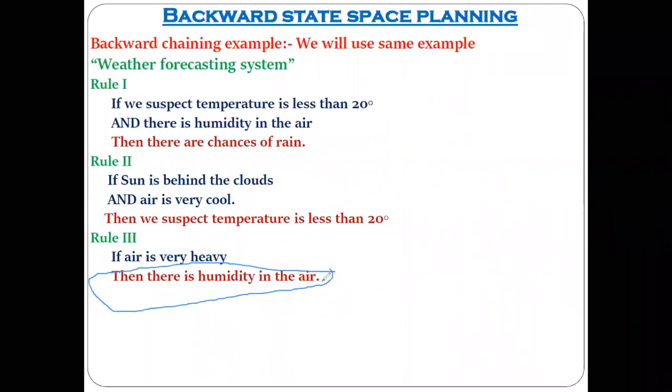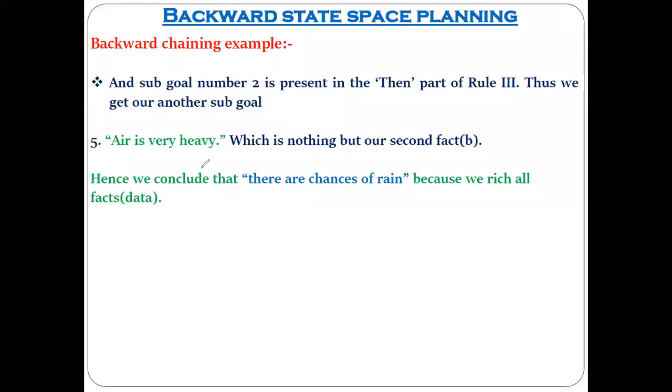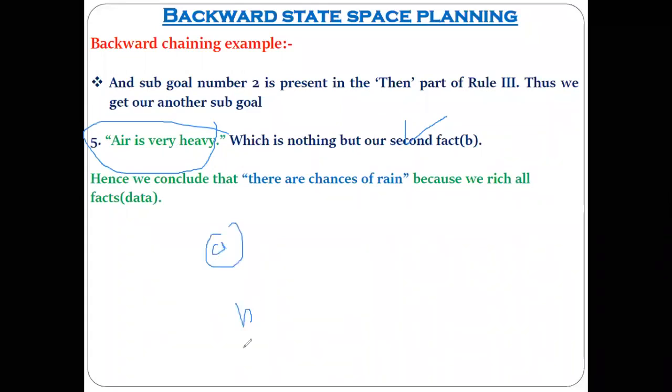Rule 3. Yes, rule 3. From this, we are getting the fact: air is very heavy, which is nothing but our second fact, B. From the first sub-goal, we have got two facts, and from the second sub-goal, we get the third fact, air is very heavy. Now you can see we have got the three facts, A, B, and C. How did you get these? You started from the goal, there are chances of rain, and we reached all the facts from that. Yes or no?